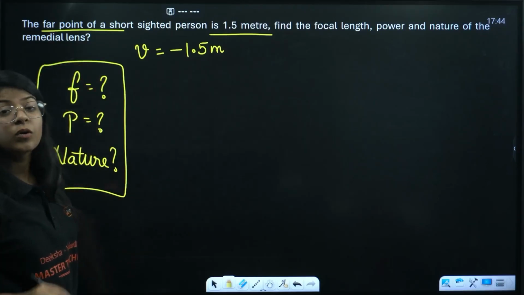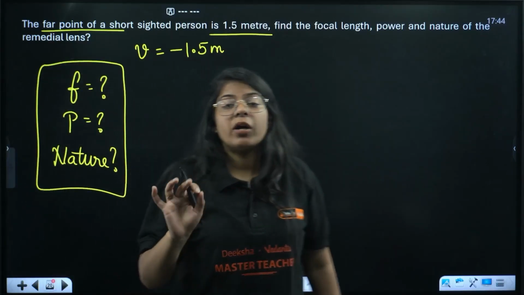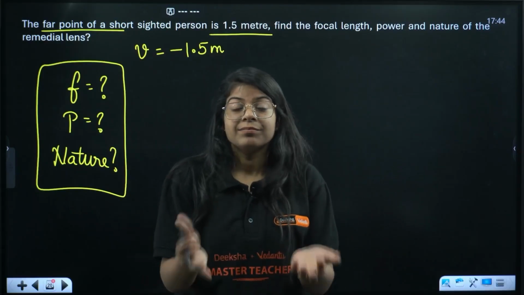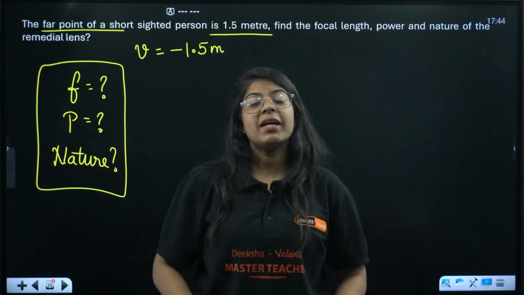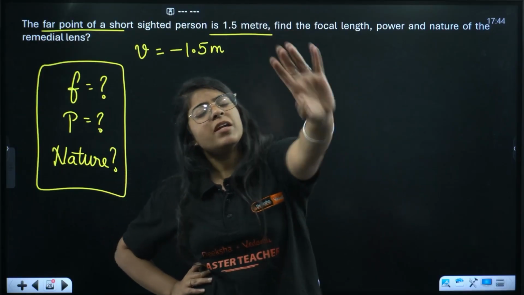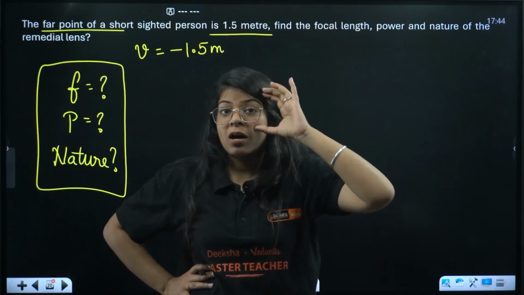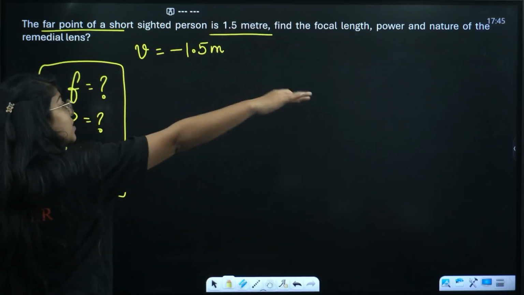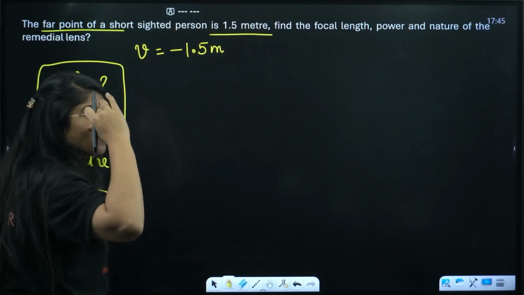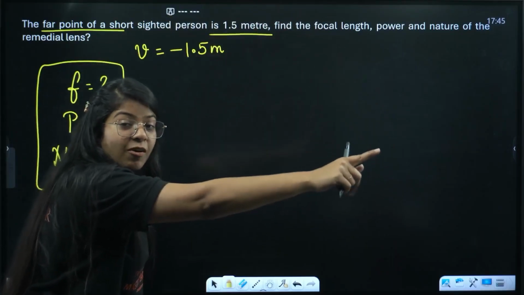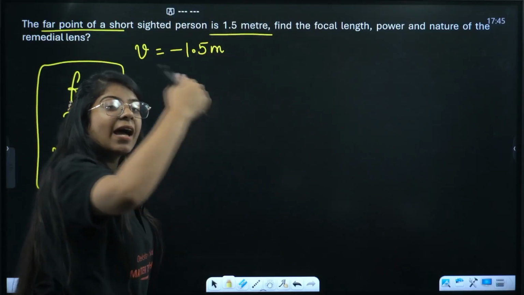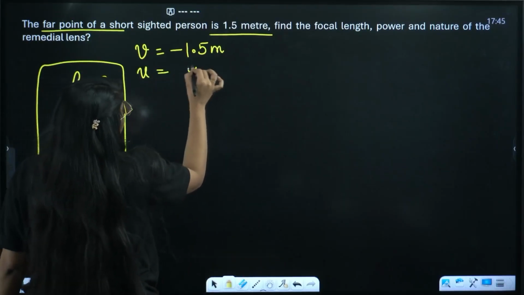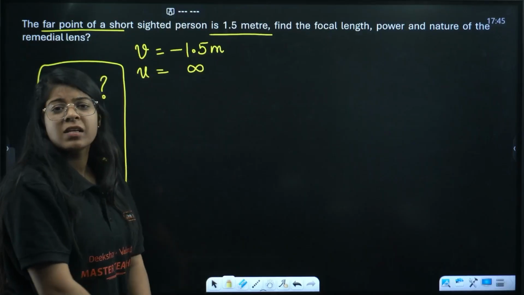Now be very careful. See, far point. What is the normal far point of a normal human being? That is infinity. So that infinity is actually my object, because technically I want to see a very, very far away object, but my eyes allow only to see until 1.5 meters. So the actual object is at infinity, but my lens will make that infinite object's image first at 1.5 meter, then my eyes will be able to see that clearly. So u will be infinity. Now this is minus or plus, it doesn't matter.